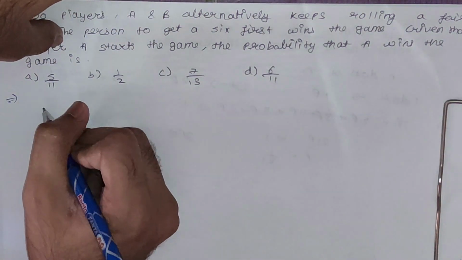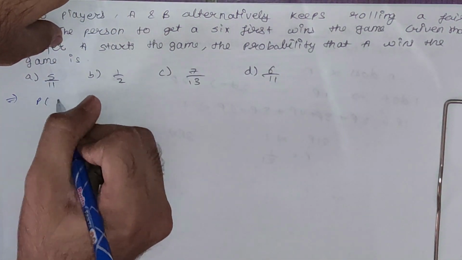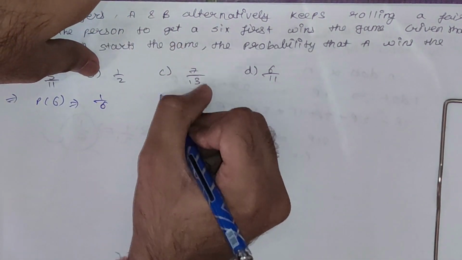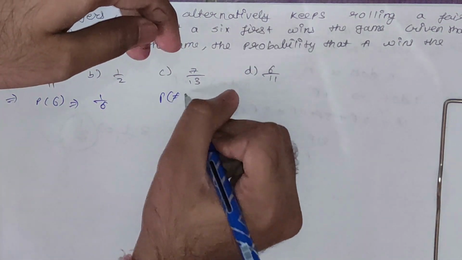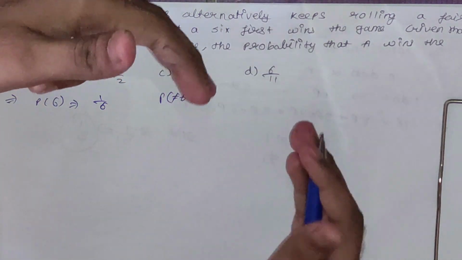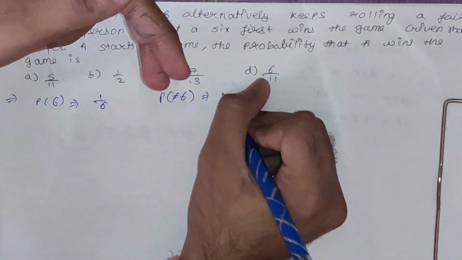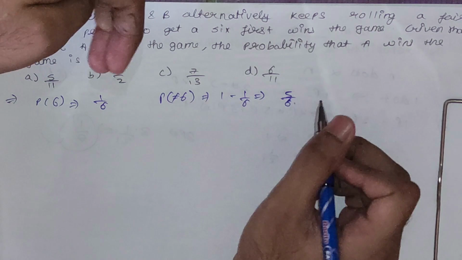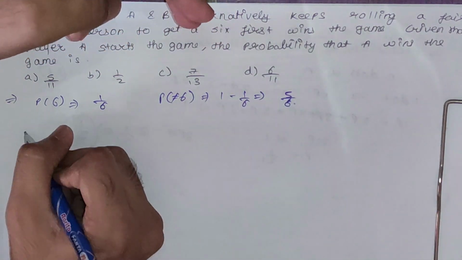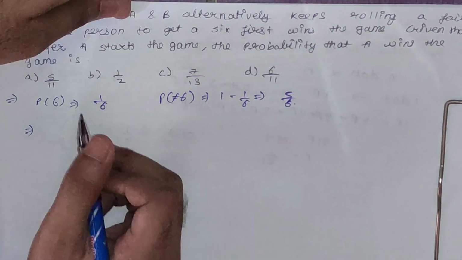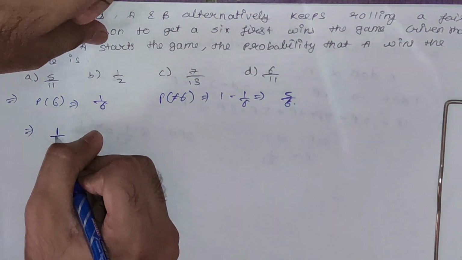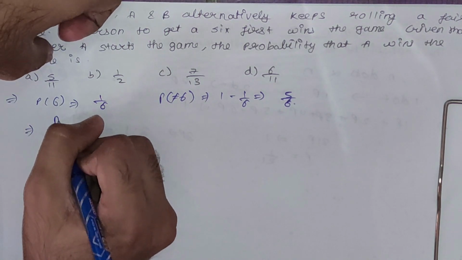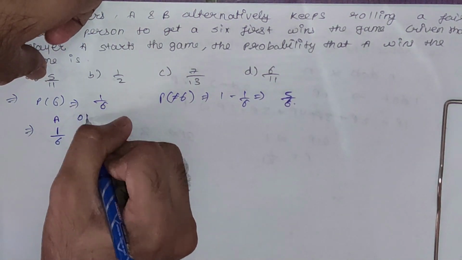We should know that the probability of a 6 in a fair dice is 1 by 6, and the probability of a number which is not 6, it can be 1, 2, 3, 4, 5, is 1 minus 1 by 6, basically 5 by 6. So let's see the number of cases in which A can win the game. It can happen that A wins on starting, basically A directly gets a 6 in his first throw, so it is 1 by 6.